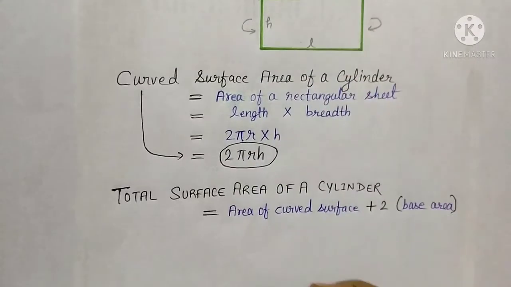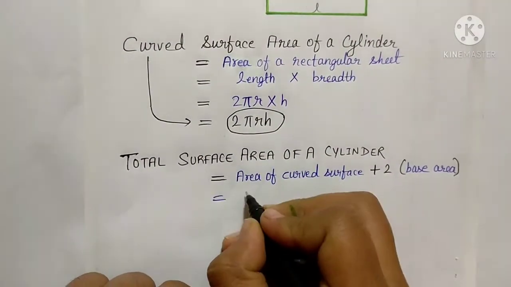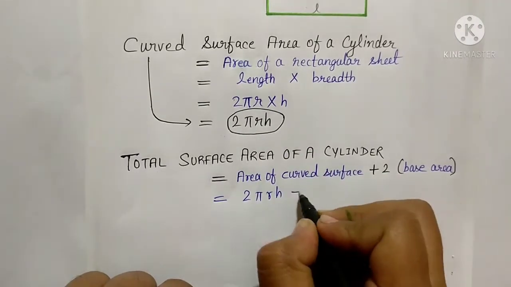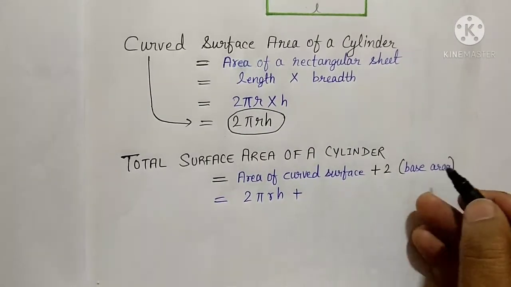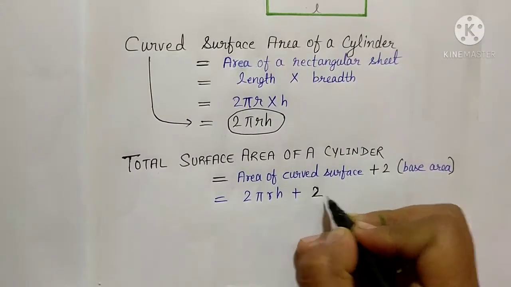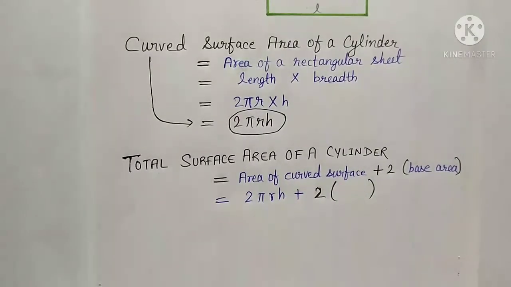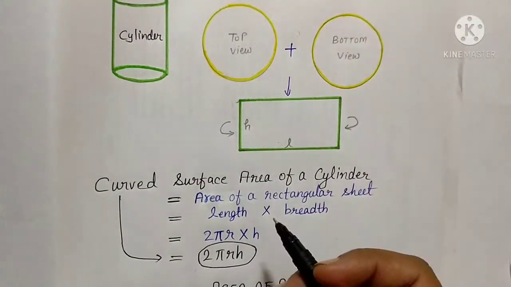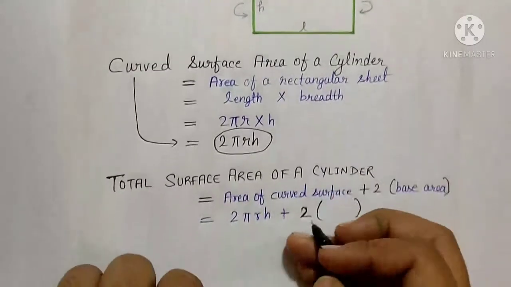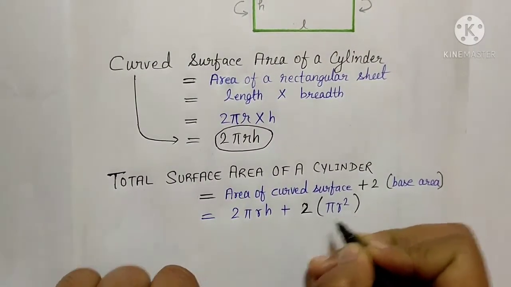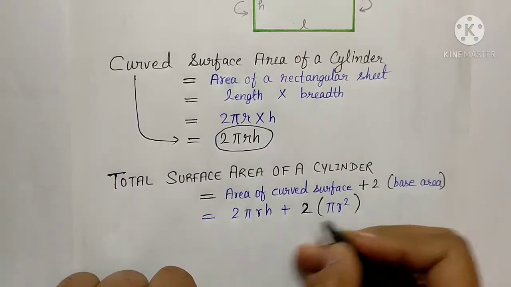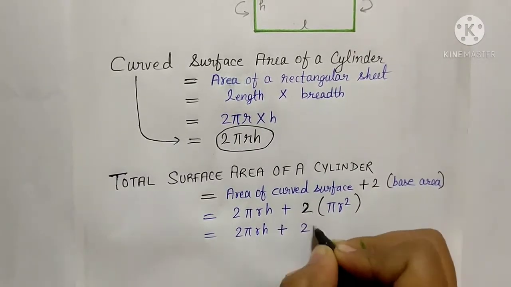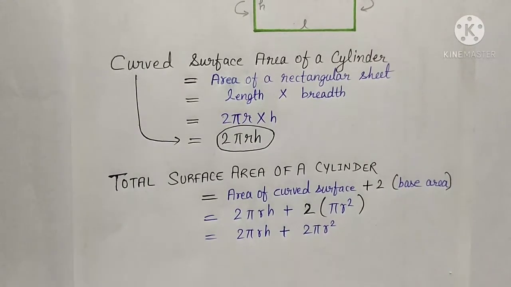The curved surface area we just found is 2 pi r h. Plus now we have to add the area of 2 circles, so we write 2 multiplied by the area of 1 circle. The area of 1 circle, we have learned, is pi r square. There are 2 circles, so 2 into pi r square. It becomes 2 pi r h plus 2 pi r square.